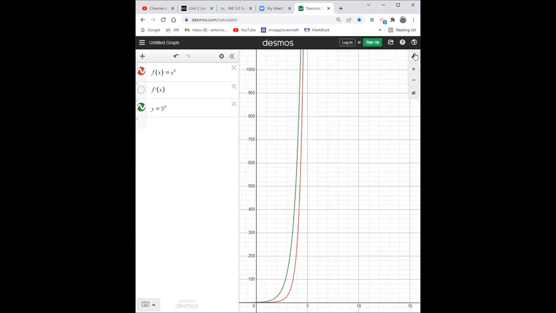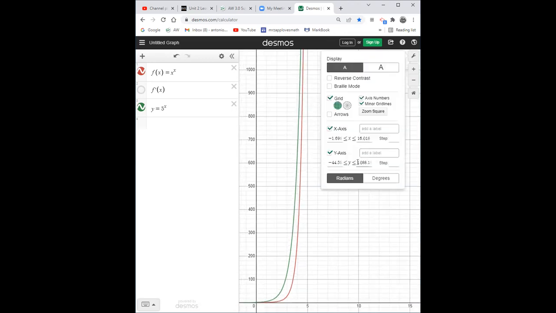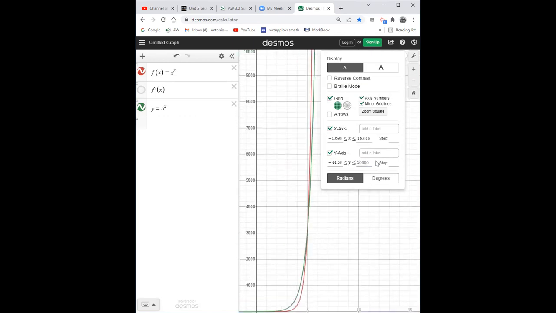Let's make it even bigger. Let's go to 10,000 here. You see what happens? The red function eventually takes over the x to the x, even though at the beginning it seems to be growing slower. Once you get to a certain point, it starts to grow faster.